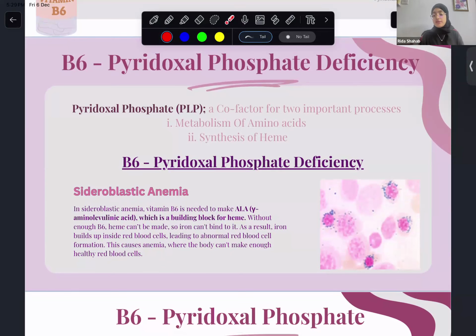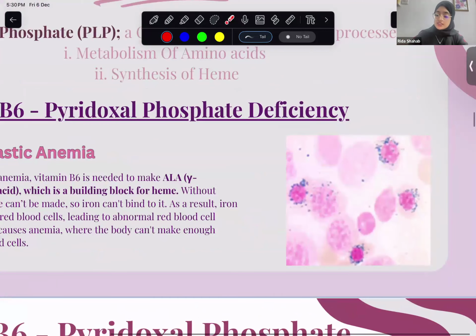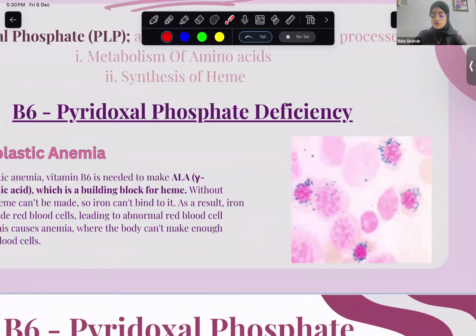Now, how does it cause sideroblastic anemia? We know that it helps in the synthesis of heme. It helps make the building block for heme, which is ALA, aminolevulinic acid. If you have B6 deficiency in your diet or in your body, you're not going to be making this building block of heme, so you're not going to be making heme. There's going to be no heme for the iron in your body to bind to, so your iron is going to accumulate in your RBCs, and your RBCs are eventually going to rupture and cause anemia. This is what causes sideroblastic anemia. In this picture, you can see that RBCs have iron accumulating inside them because there's no heme for the iron to go to.